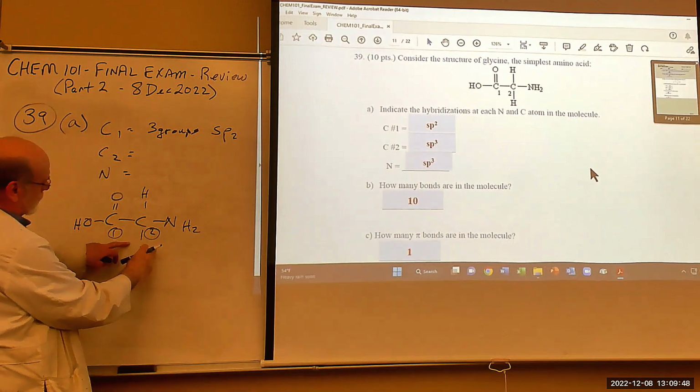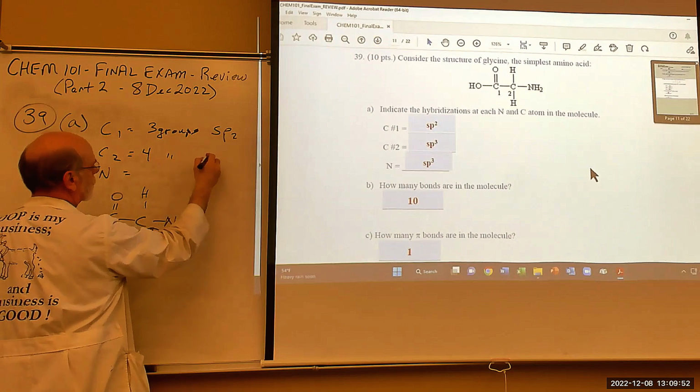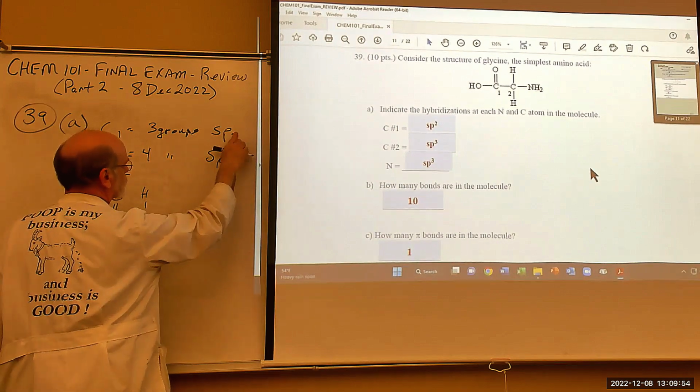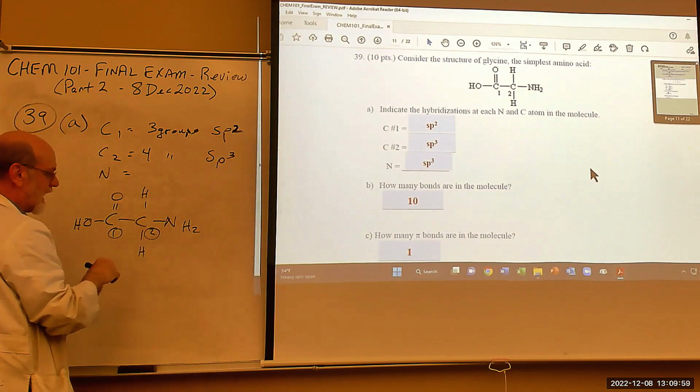Okay, how about the second carbon? We got 1, 2, 3, 4. We got 4 groups. sp3. How about nitrogen?